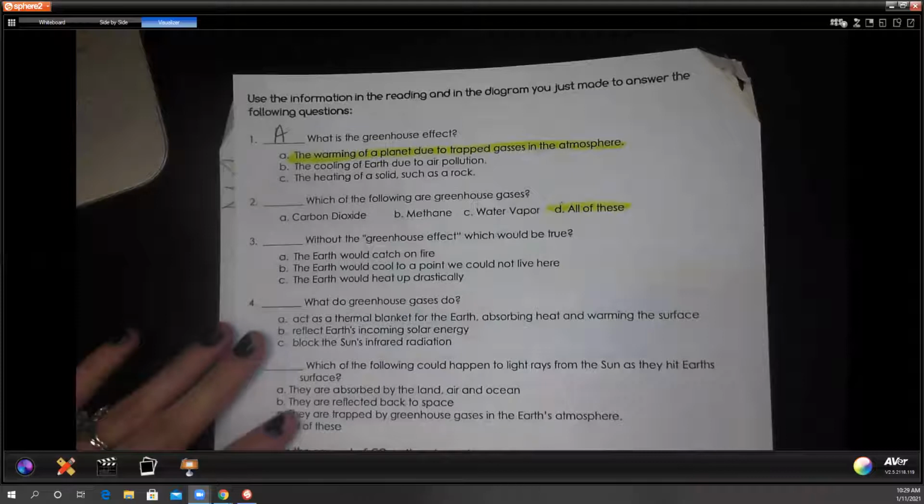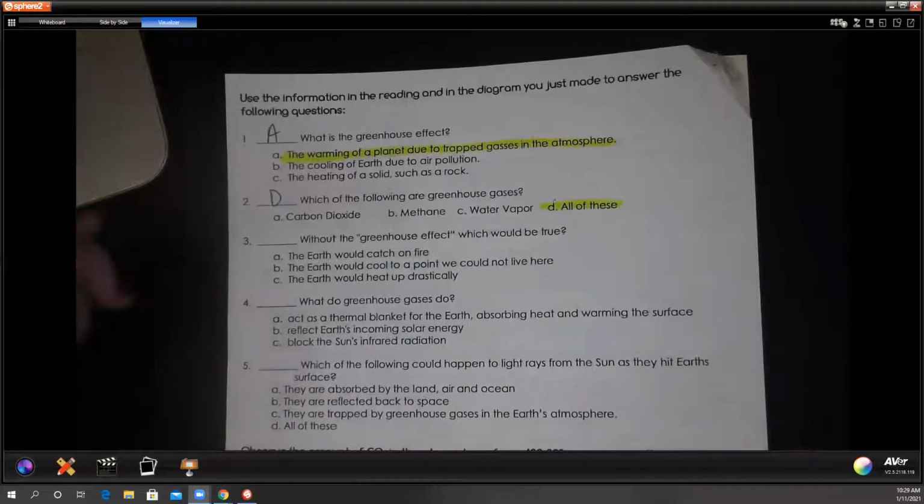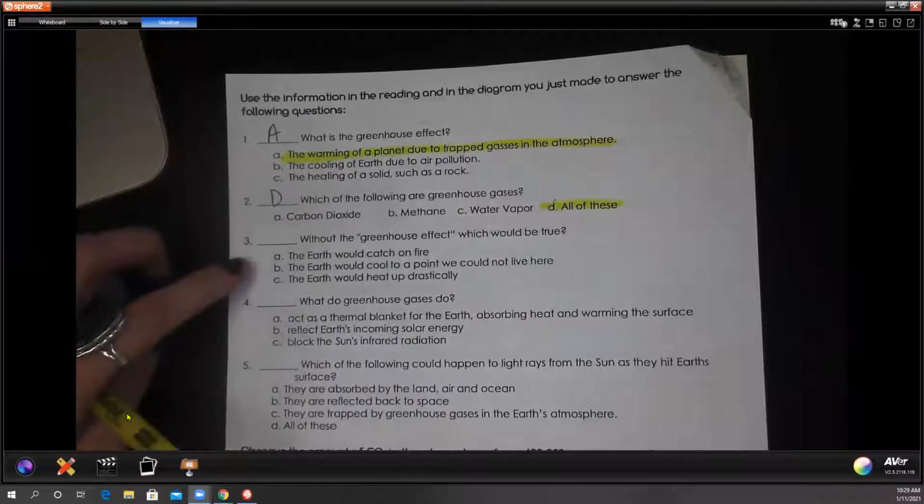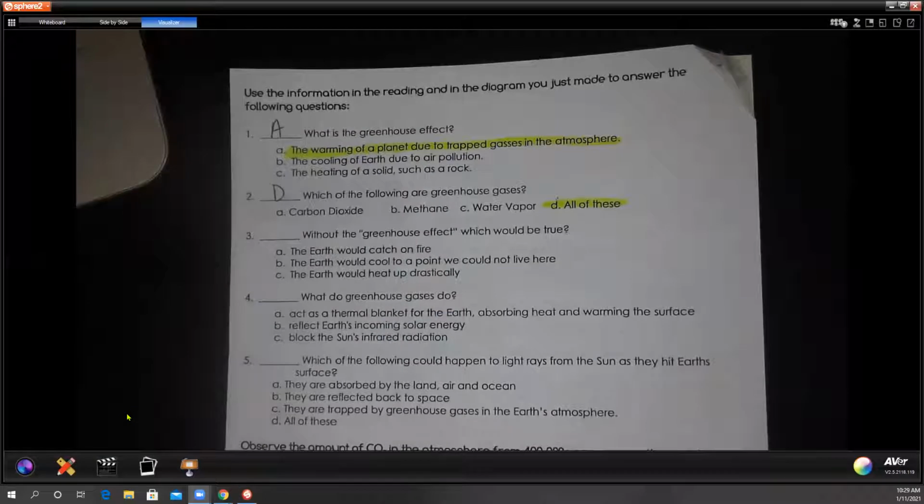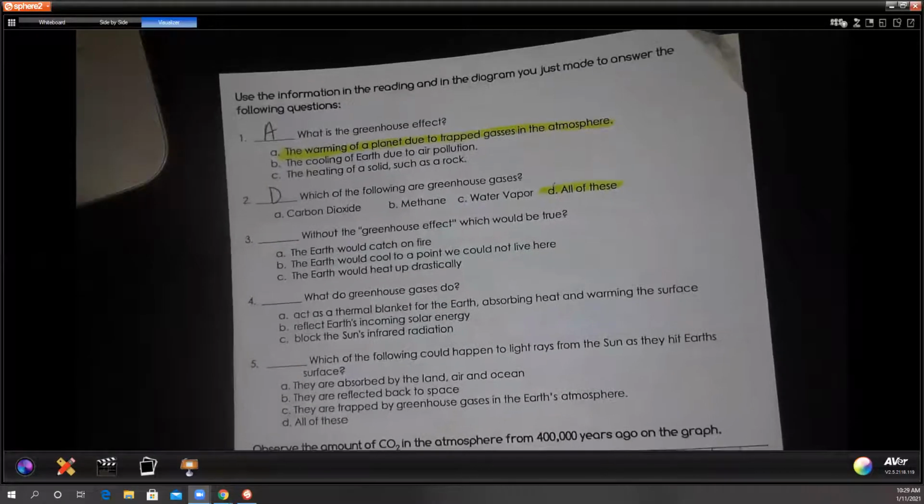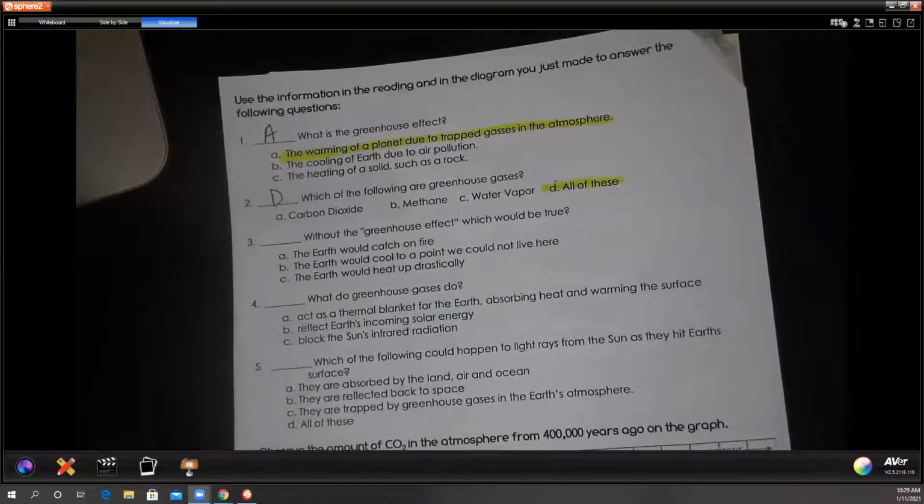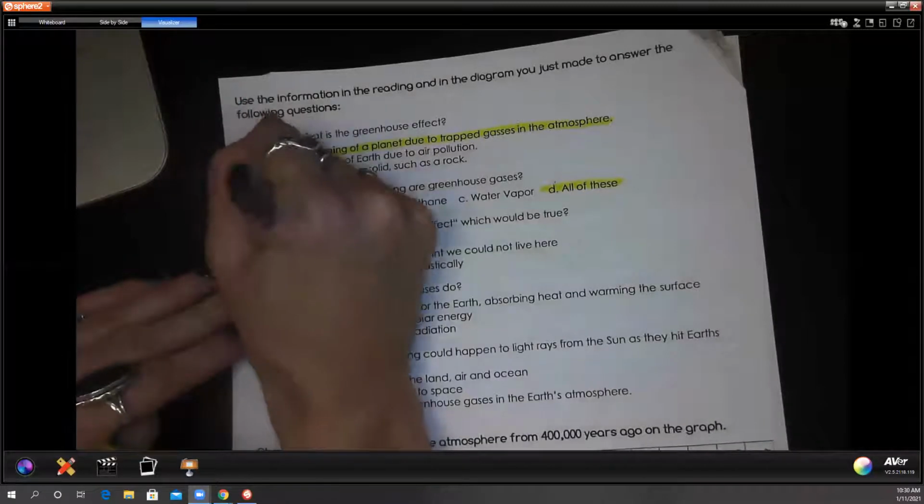Without the greenhouse effect, which would be true? Which would be true? Any of my mobile friends have an answer? Which of the following would be true? You guys can respond to me in the chat. I'd love to see what you guys think. Emerson? Absolutely.